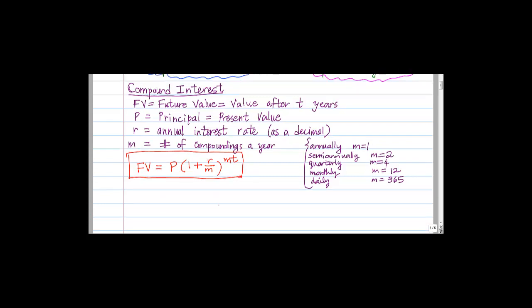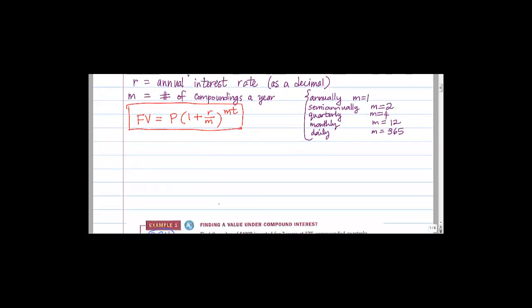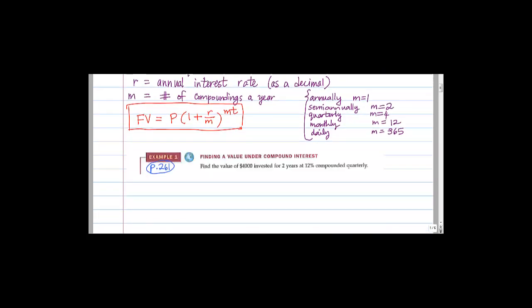Okay. Let's do an example. This is on page 261 in your book. The first example: find the value of $4,000 invested for 2 years at 12% compounded quarterly. So we need to write down all the little bits and pieces we have. $4,000 is the initial investment, so that is our present value. That's P.